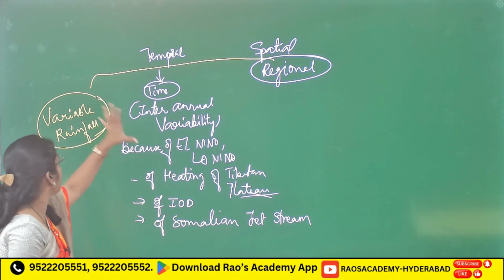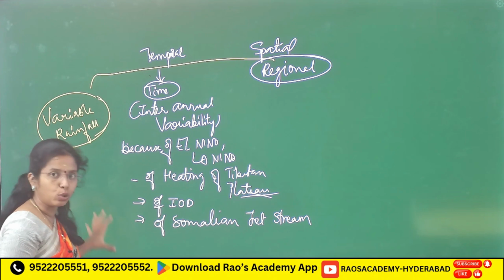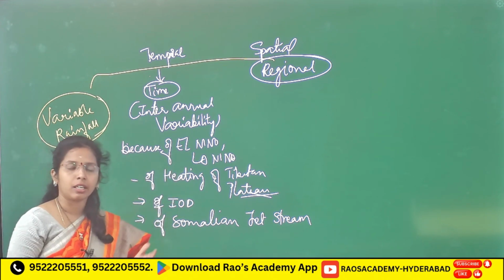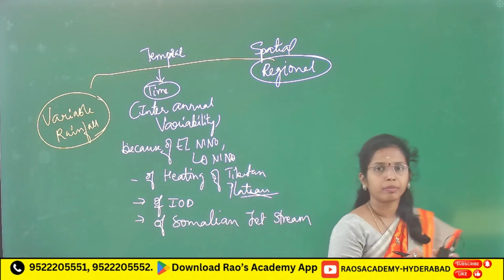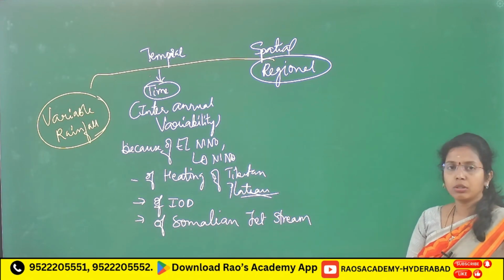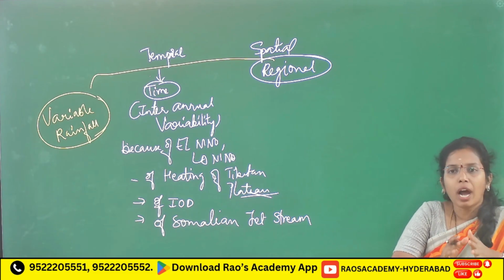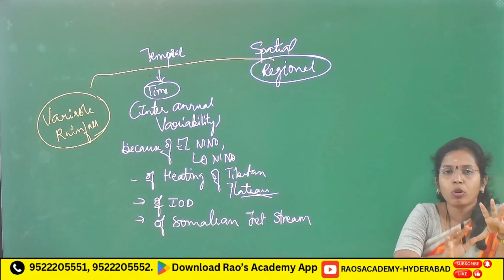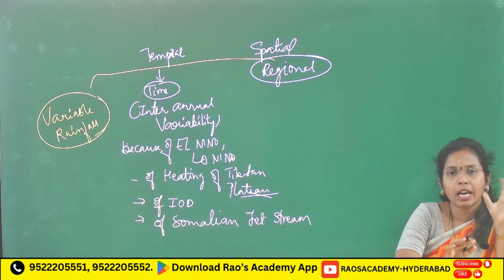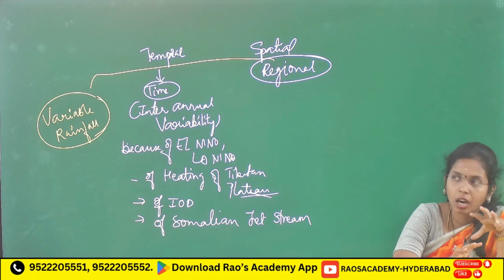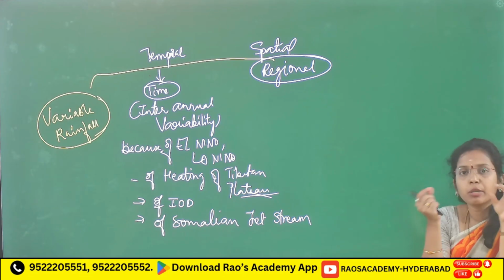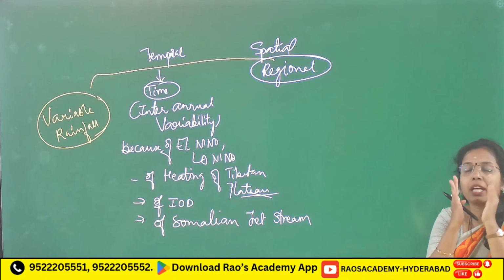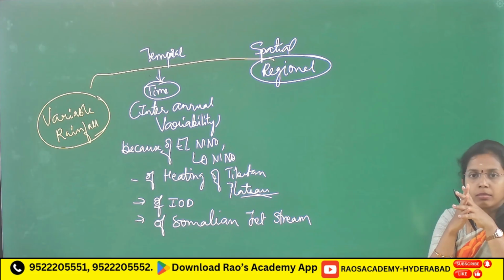Because if they ask temporal variability of rainfall is due to, and they have given any other reason like latitude or some other reason, or if in statement 1 we have temporal variability in Indian climate, and in statement 2 this temporal variability is because of El Nino, La Nina, heating of Tibetan Plateau, Indian Ocean Dipole, or Somalian jet streams, and they ask whether both statements are correct and statement 2 explains statement 1, it means it is correct. Yes?